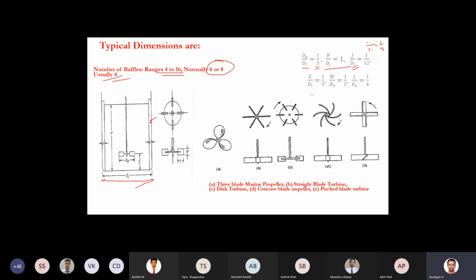Then E by dt, where E is the clearance between the bottom of the tank to the center of the propeller or agitator, is 1/3. Normally the standard is 1/3. W by dA, where W is the width of the blade and dA is the diameter of the agitator, will be 1 by 5. Most of the things are referred with respect to the diameter of the tank.